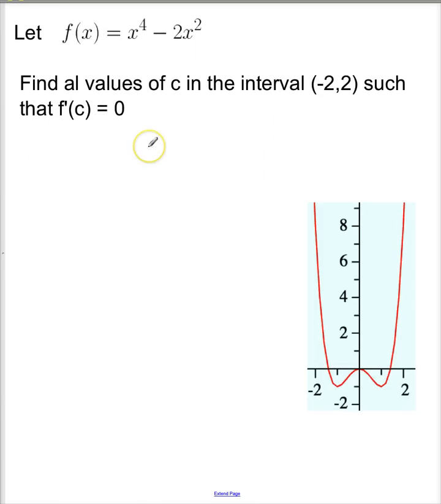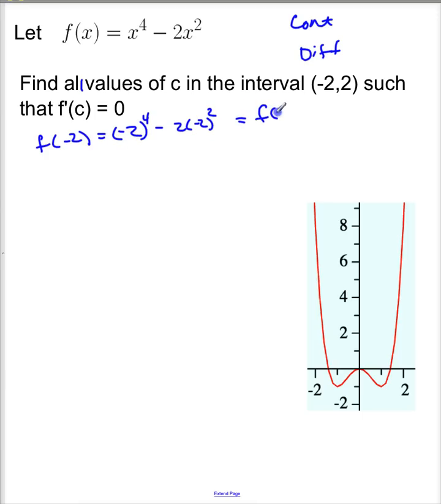Now let's look at this one. Find all values of c in the interval such that f prime of c is 0. Well, I know it's continuous, and I know it's differentiable because it's a polynomial. And let me look at what f of negative 2 is. Negative 2 to the 4th minus 2 times negative 2 squared. And it turns out this indeed is going to be equal to f of 2. You can use the fact that it's an even function. Sometimes you can do this without actually finding the number, but I've been able to show that f of a does equal f of b.